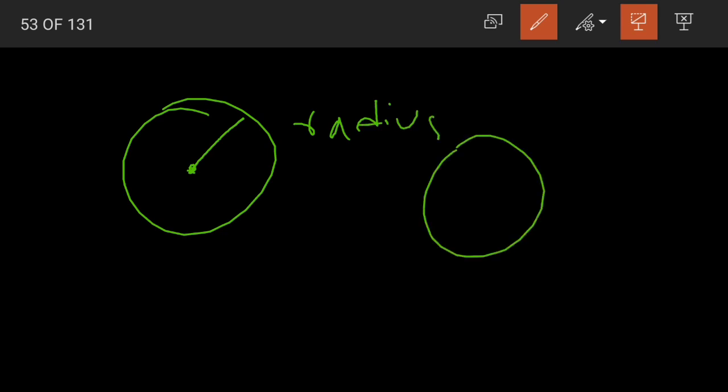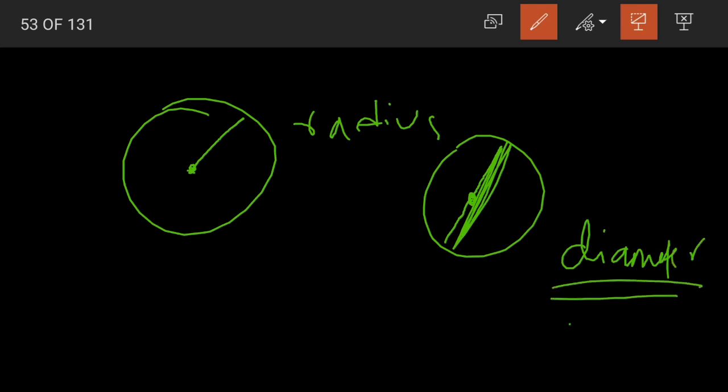Again, let us revise. This is the center. When I draw a line segment from the center to the boundary of the circle, this will be our radius. Now when I extend the same like this, when I draw a big line passing through the center of the circle and both ends are touching the circle, then it will be my diameter. Diameter simply cuts the circle into two parts. Okay children, so this is a radius and this is a diameter.